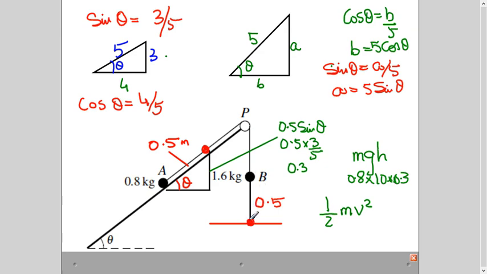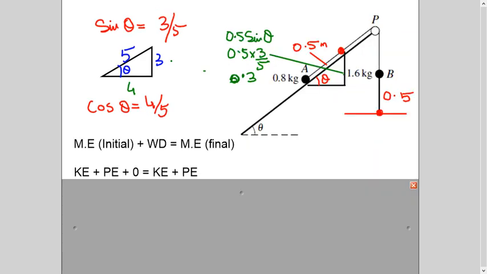And the kinetic energy here will be half mv square. I don't know the speed with which it is coming here. Kinetic energy will be 0 here, but here it will have some value. So let's start solving it.